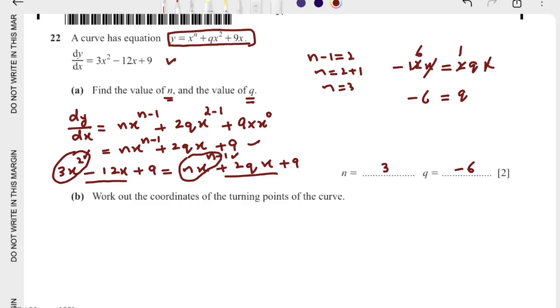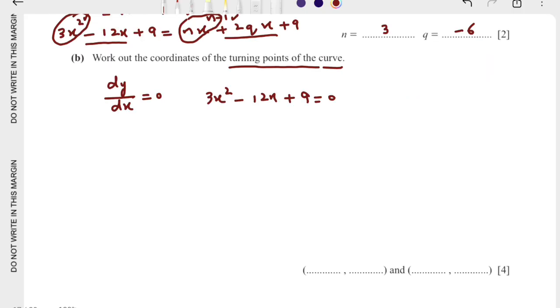Now work out the coordinates of the turning points of the curve. To find the turning point, we have to put the derivative dy over dx equal to 0. So it will be 3x squared minus 12x plus 9 is equal to 0.